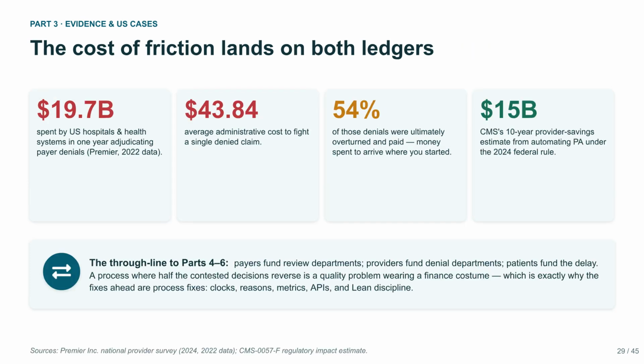The financial cost is staggering. Hospitals spend billions annually fighting denials, with over half resulting in eventual payment. This round-trip waste is why regulators are pushing for systemic process fixes. For both provider and payer, the goal must be lean operations that value administrative accuracy over denial volume.